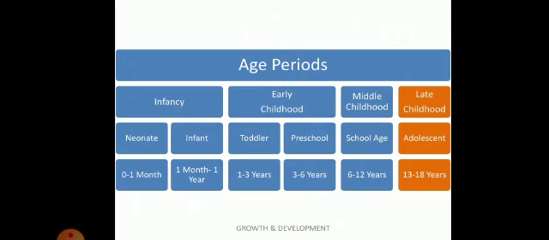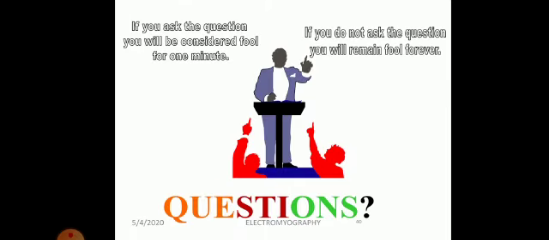So all these are different age periods. Let us revise. Infancy includes the neonate up to 1 month. Infant means up to 1 year. Toddler means up to 3 years. Preschool means up to 6 years. School age means up to 12 years. And adolescent up to 18 years.